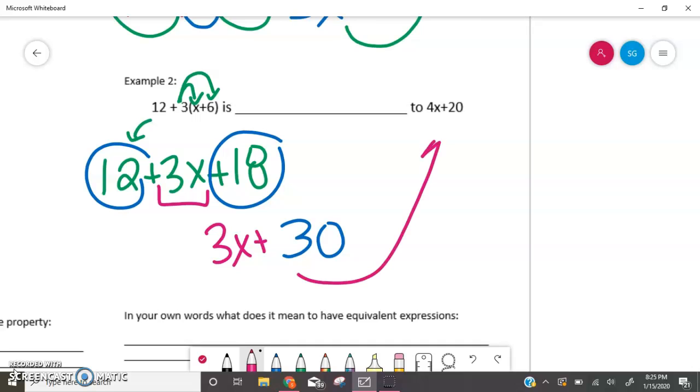And do you think this is or is not equal to it? Is not equal because it's not the exact same expression. Alrighty, to wrap up, in your own words, what does it mean to have equivalent expressions?